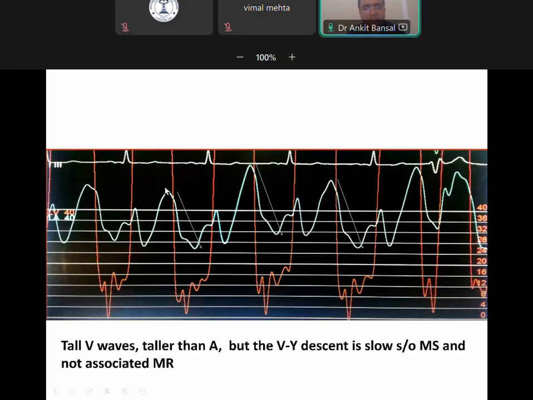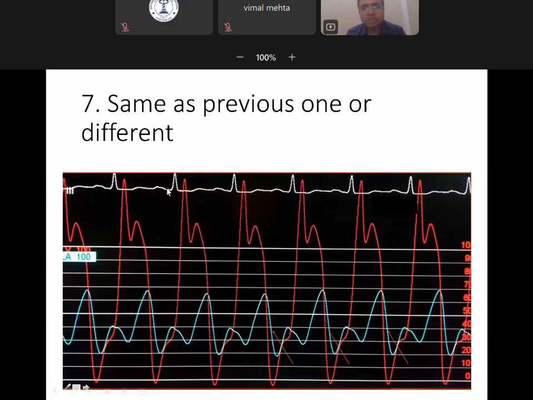But in case of MR, the Vy descent will be very rapid. You can see here the same picture, tall V waves, but see the Vy descent is very rapid. Within less than one third of the diastole, the pressure has come down. So these two traces are different. Both have a diastolic gradient, but this patient has a significant mitral regurgitation, while that patient has only mitral stenosis.